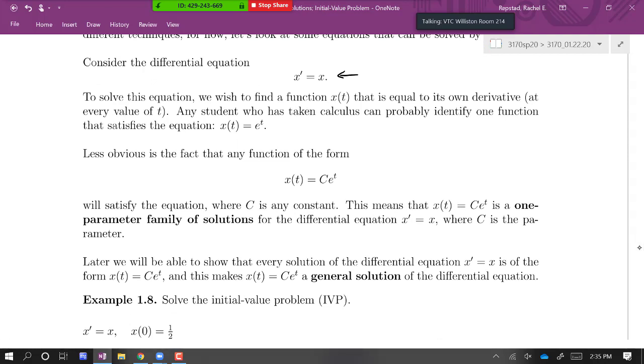It might not be entirely obvious, although it's pretty simple to check, that any function of the form c times e to the t will work, where c is any constant, because we just bring down constant factors when we take derivatives. And in fact, this is the general solution. Not only does this work for any value c, but if any function is going to work, it will take on that form. So it's a one-parameter family of solutions where c is the parameter, and it's a general solution, meaning that anything that will work will be of that form.